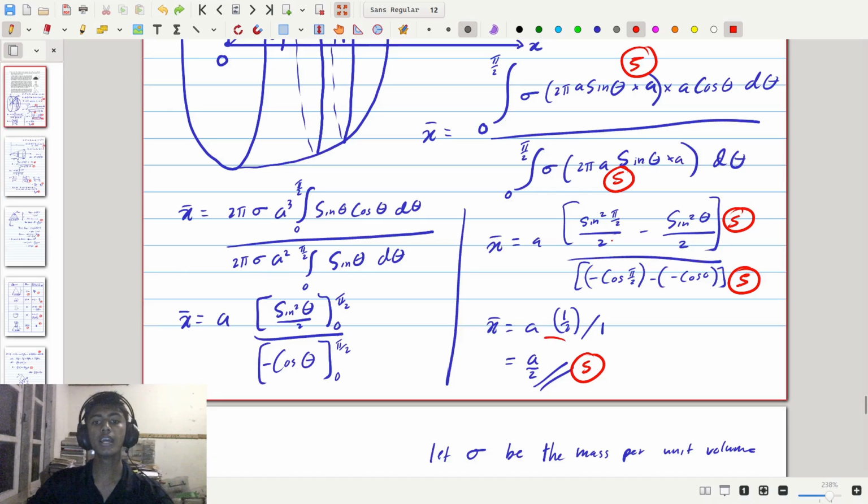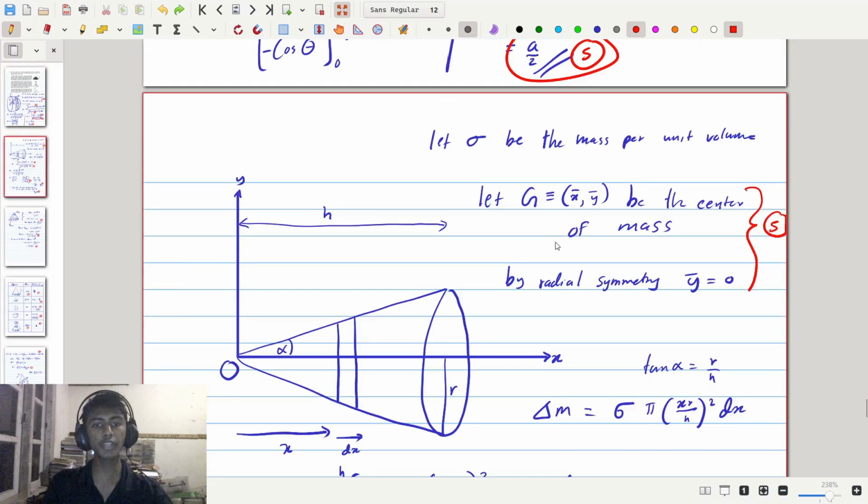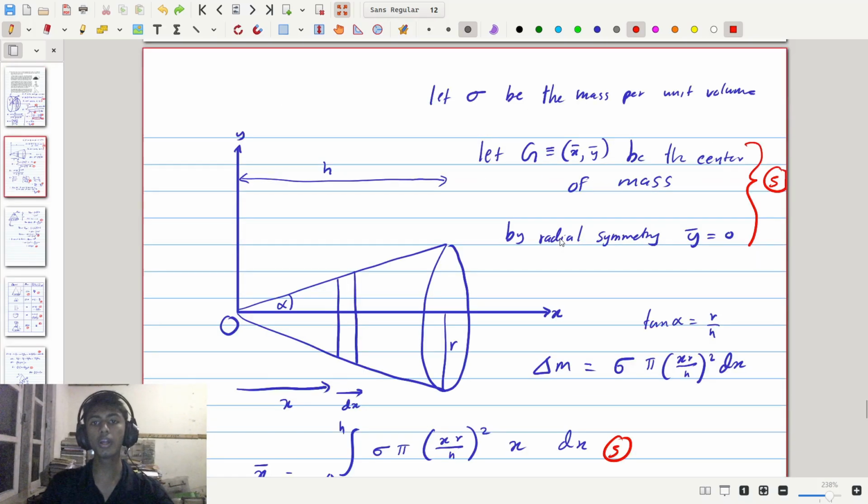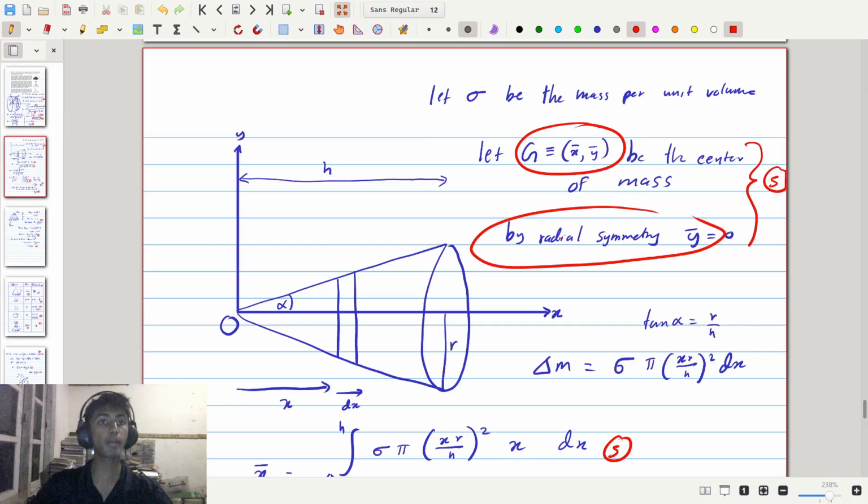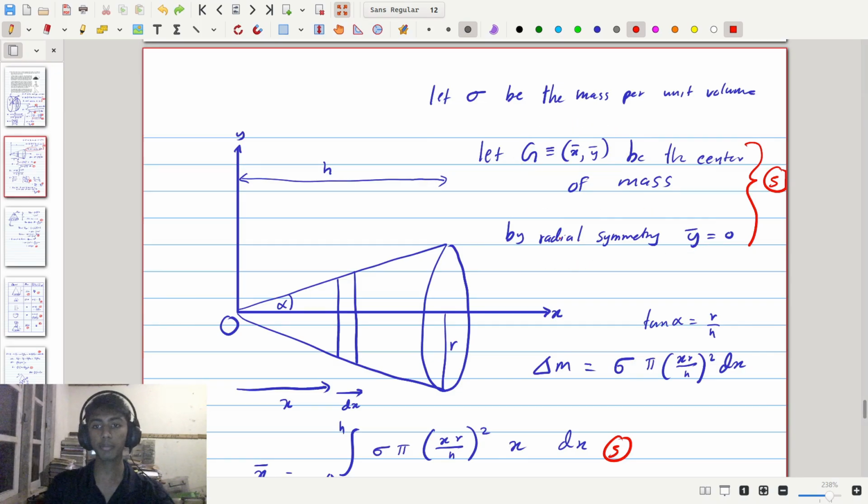And finally, when you get the final answer of a over 2, you get another 5 marks. Now for the next part, when you solve the solid cone, again for defining center of gravity like this and saying that by radial symmetry y bar must be equal to 0, you get another 5 marks.